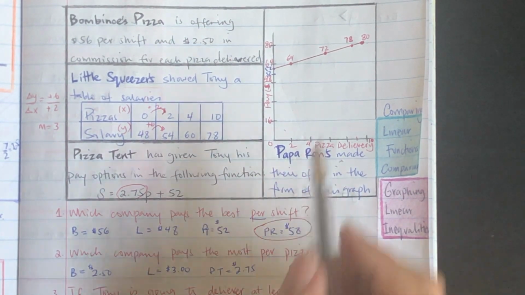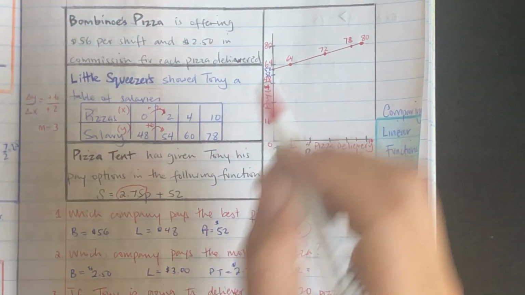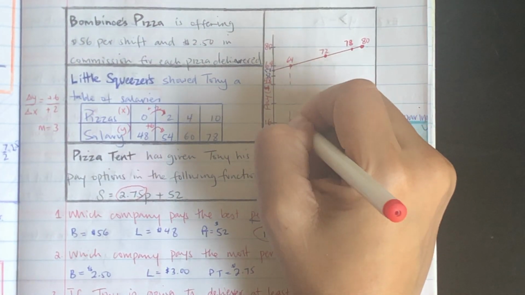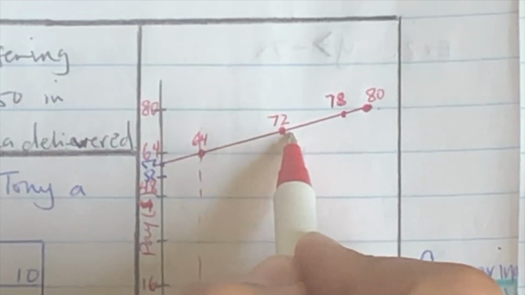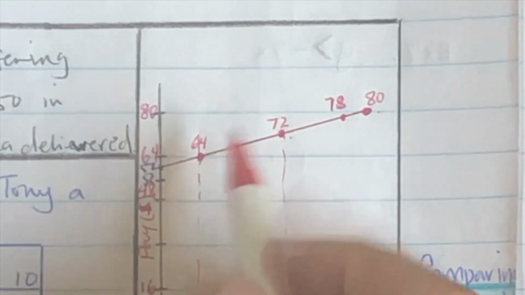And then here, you have to find the slope from a graph. So let's do this number here and that number there. Okay, so change in Y from here to here. I go up how many? From 64 to 72. So 72 minus 64 is me going up 8.